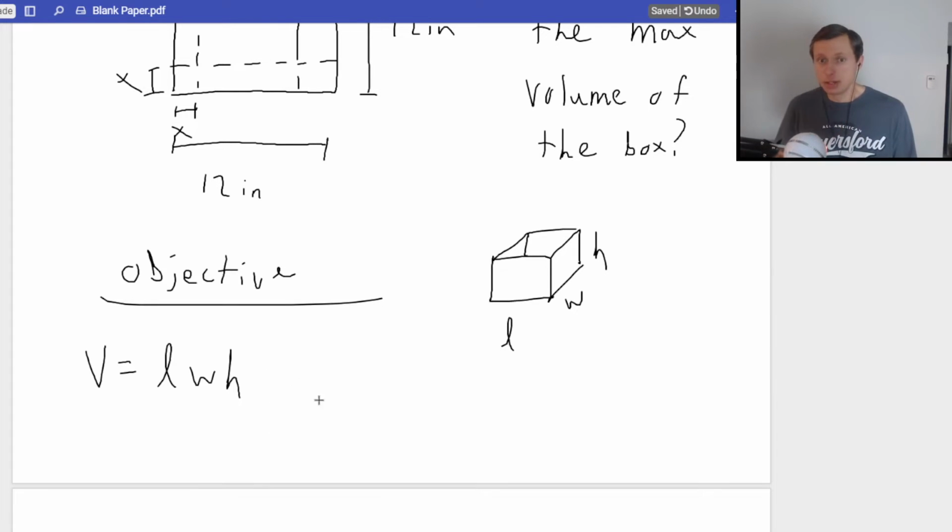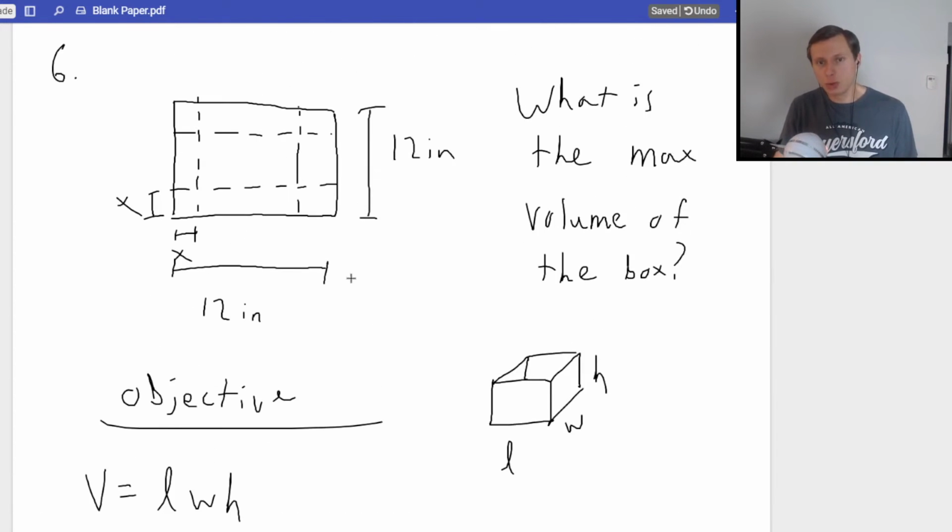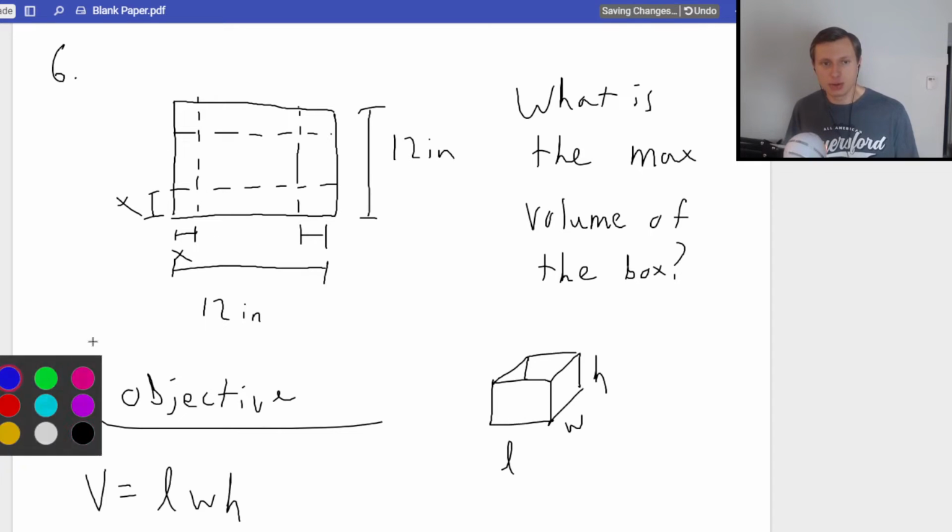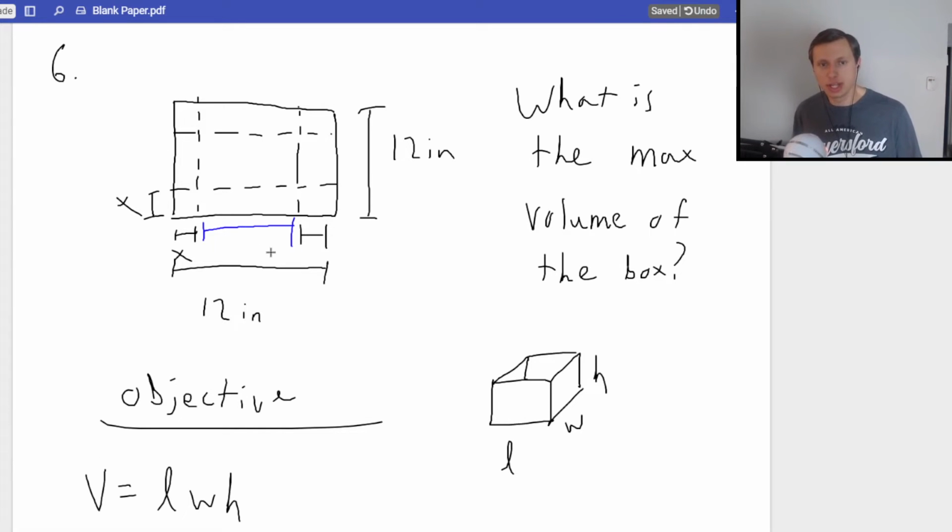Now here's the thing. The length is not 12. The width is not 12. Even though that's what most of you would be thinking right now. And that's because we just folded up the sides, right? We folded up the sides of distance x on both sides. In other words, this right here, I'll draw it in blue, is really the length of my box. Notice it's 12 minus 2x. And the same thing is going to be true for the width. The width is also going to be 12 minus 2x because you're folding up the sides.